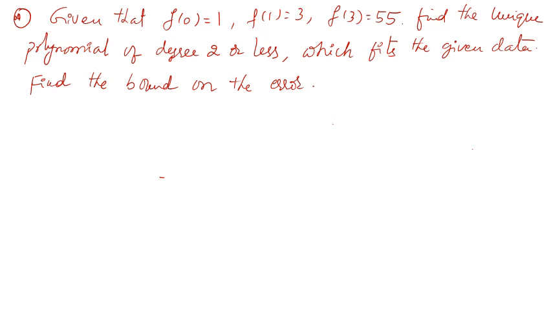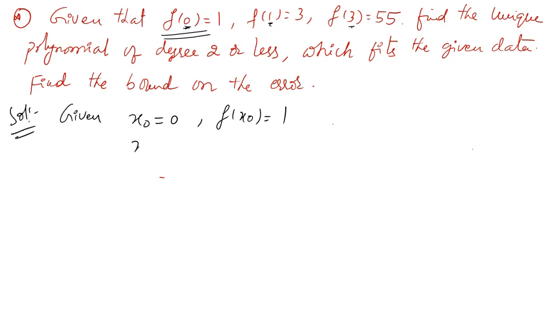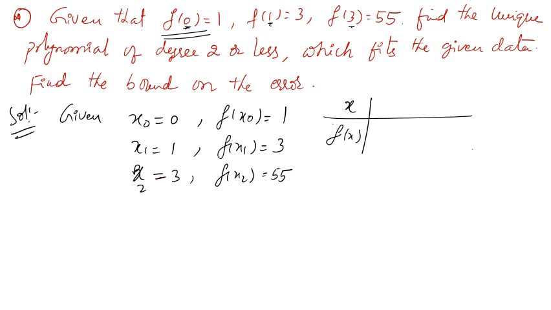Is the question. Solution. So first, what is given here? Given the function is f of x. So x values 0, 1, 3. So given x0 equal to 0 and f of x0 equal to 1, x1 equal to 1, f of x1 equal to 3, x2 equal to 3 and f of x2 equal to 55. So the tabular form of the given data is like this, right?